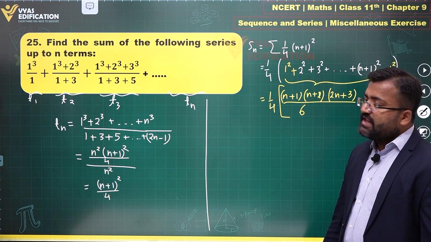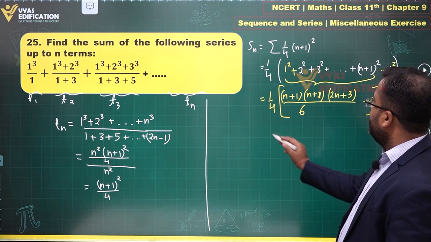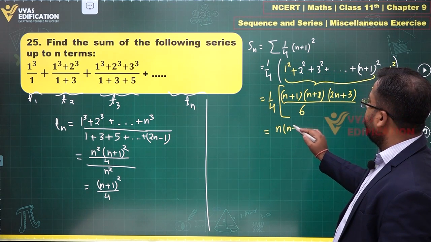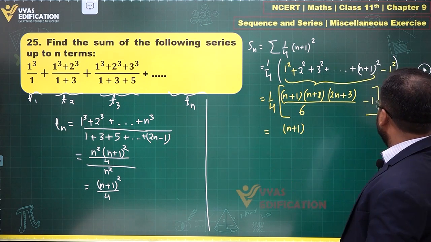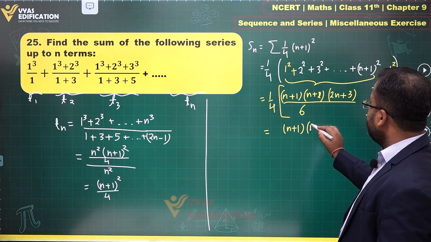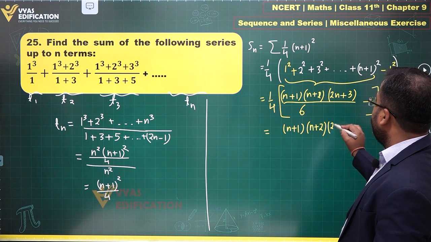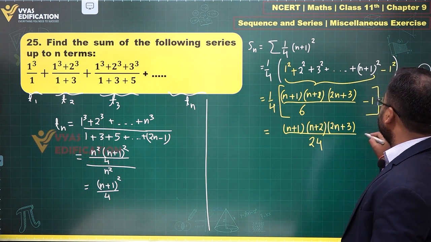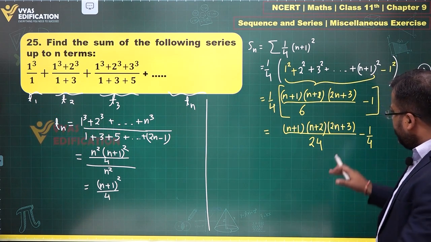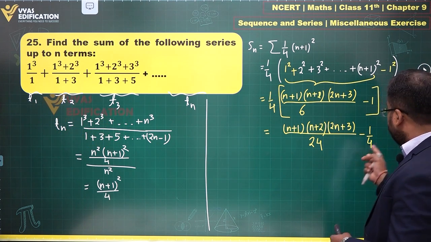The sum of the following series up to n terms is this. This simplifies to n plus 1. Just a minute. N plus 1 is there, yes. N plus 2 is there, yes. 2n plus 3 is there, yes. Upon 24 is there, yes. Minus 1 by 4.